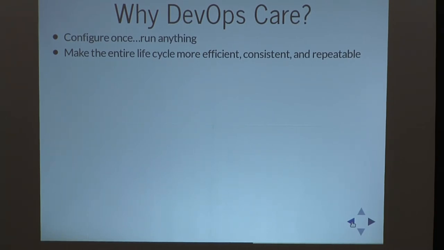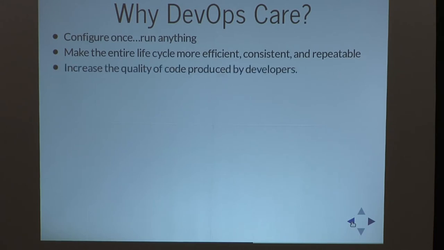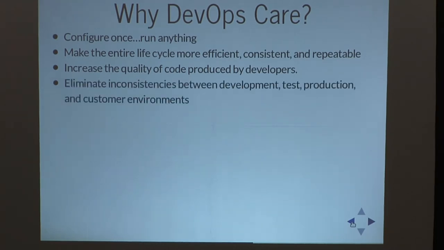So I can make a change, commit it to a new image, and then deploy that image just really, really fast. So as you get into security vulnerabilities and things like that, you can be very, very responsive. You can increase the quality of code produced by developers because they don't have to worry about how you're deploying it. They're not the coffee plantation owner that's worried about how you're going to transport. They're just not worried about it. They get to focus on the code. You get to focus on how to actually do the deployment, which in theory should offer better code, but developers. Eliminate inconsistencies between development, test, production, and customer environments. It works on my machine, it works on yours.